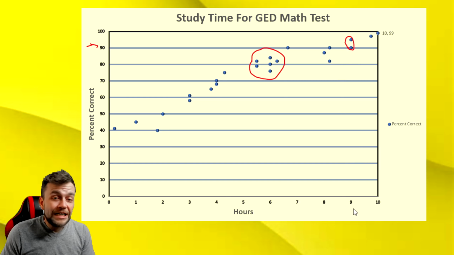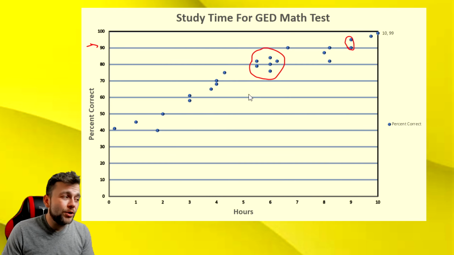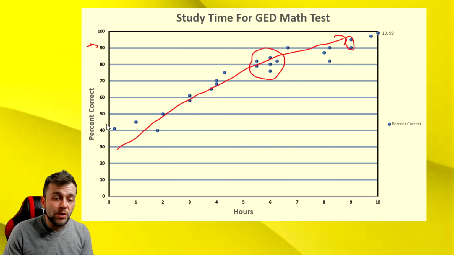And that is at 9 hours of study. So if you want to score a 90%, you're going to have to study for 9 hours. Scatter plots are pretty nice. It's a really nice tool to show trend lines. And like I said, positive correlation, that is moving up from left to right. That is a positive relationship between percent correct on a test and number of hours studied.